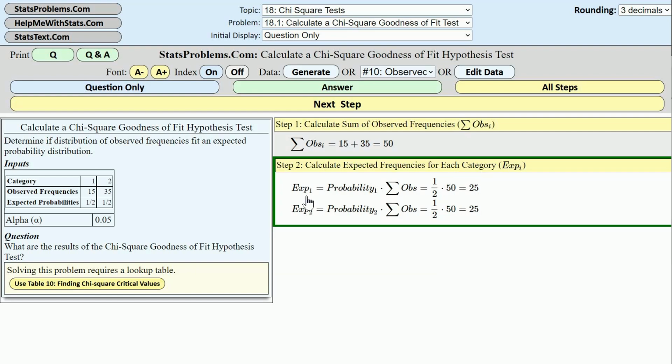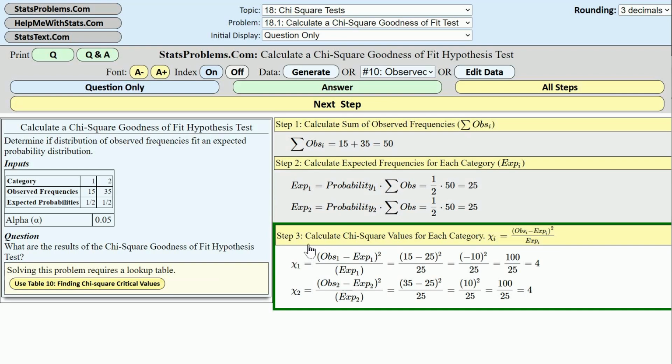For the first category, the expected frequency is the expected probability of the first category times the total number of outcomes. In this example, the expected frequency for the first category is 1/2 times 50, which works out to 25. For the second category, the expected frequency is the expected probability of the second category times the total number of frequencies. In this example, the expected frequency for the second category is 1/2 times 50, which works out to 25.